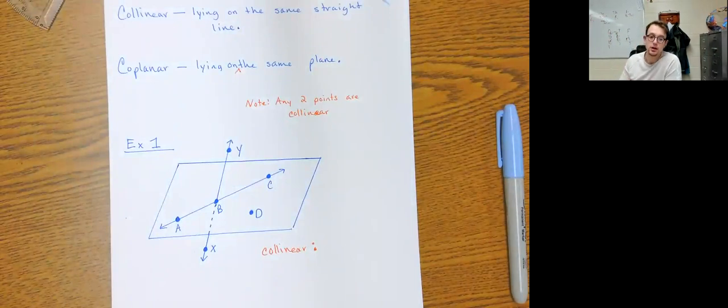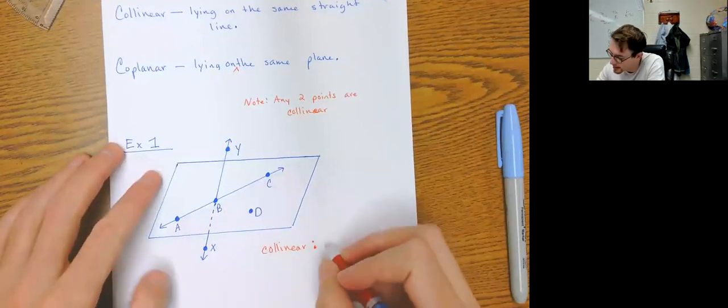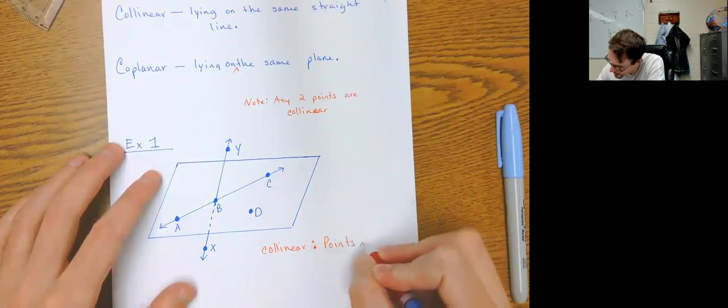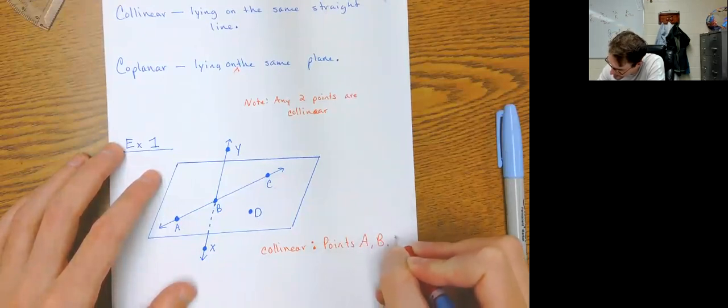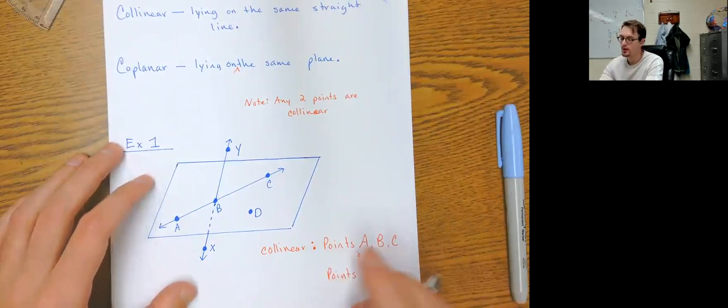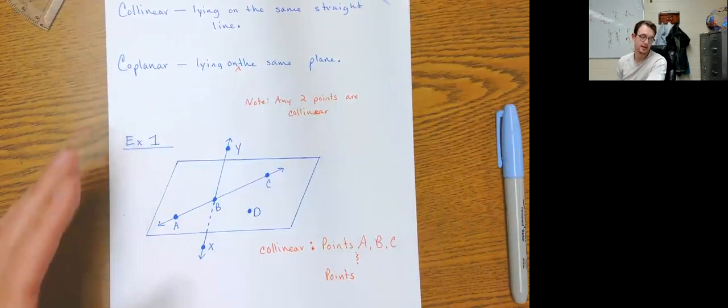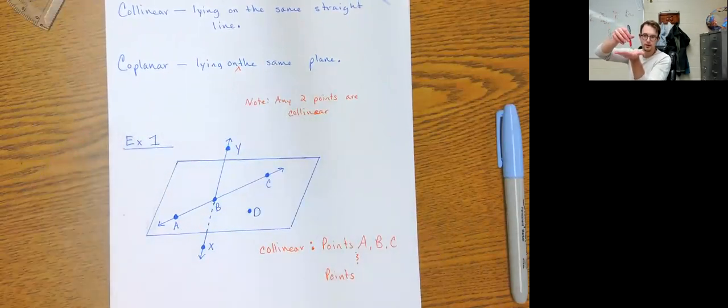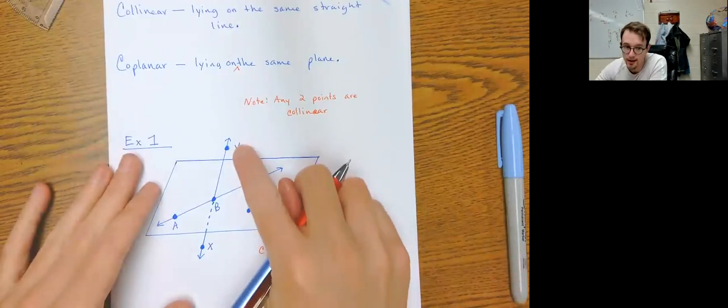So the question is, usually is name 3 points that are collinear, and in this case, it would be A, B, C. So points A, B, and C. And points, because we also have another line. We have this line that is going through the plane, right? We have a point Y up here that's going through, and then we have a point where it is going through the plane, which is B, and then it comes out the bottom, and down here we have X. So points Y, B, X.